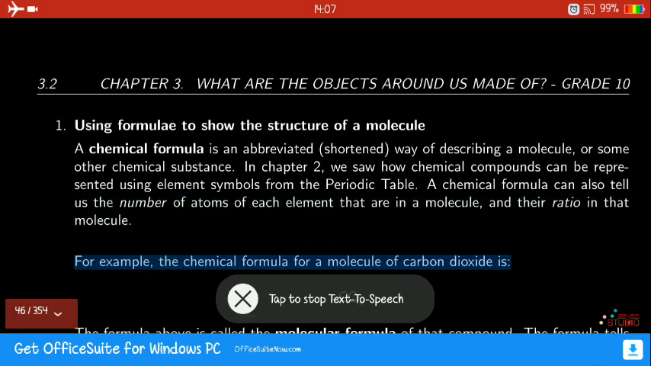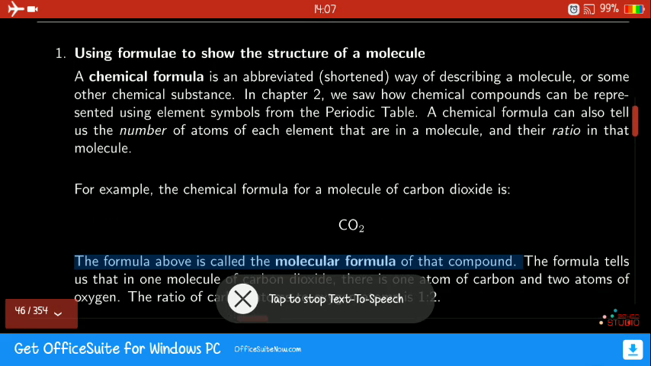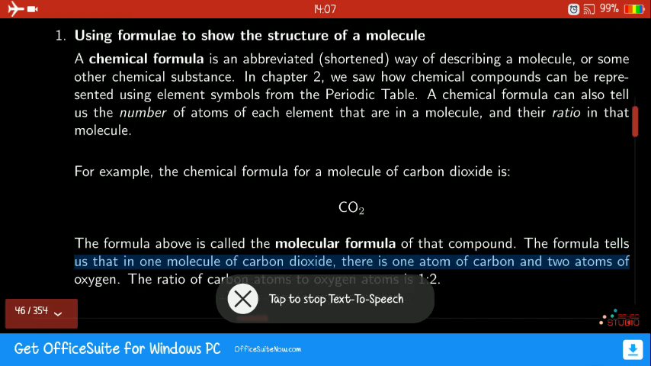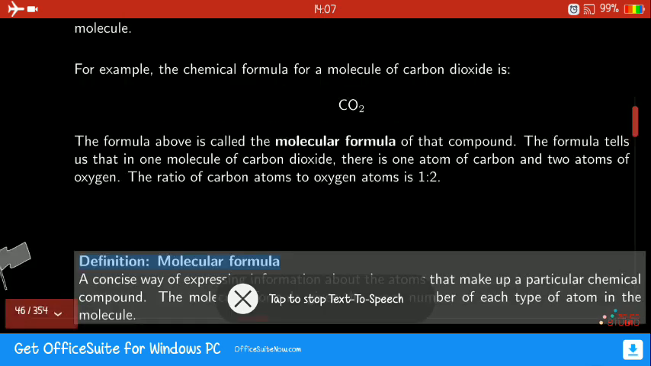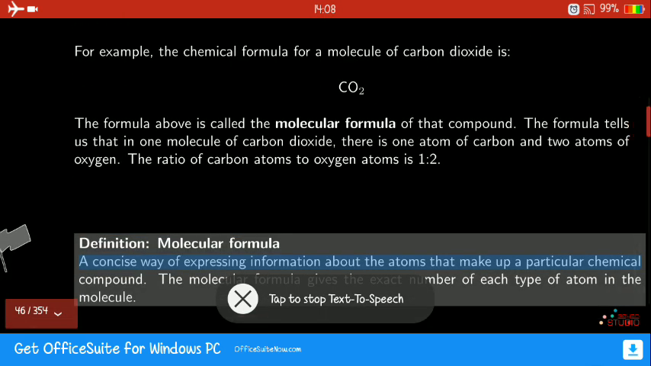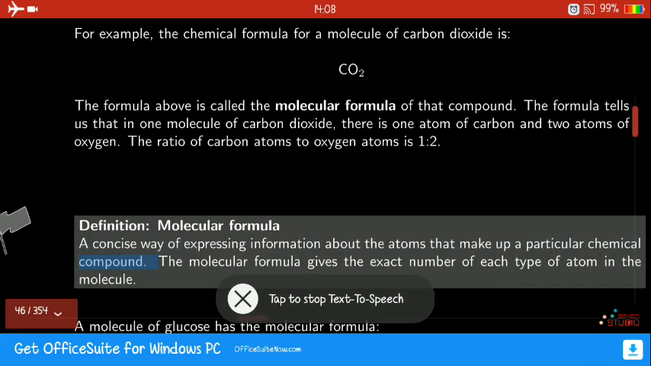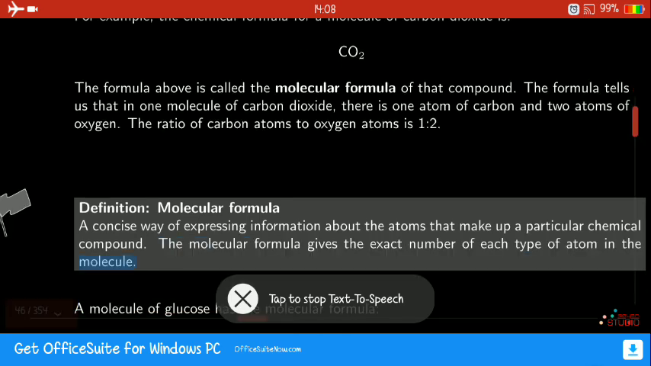For example, the chemical formula for a molecule of carbon dioxide is CO2. The formula above is called the molecular formula of that compound. The formula tells us that in one molecule of carbon dioxide, there is one atom of carbon and two atoms of oxygen. The ratio of carbon atoms to oxygen atoms is 1:2. Definition: molecular formula. A concise way of expressing information about the atoms that make up a particular chemical compound. The molecular formula gives the exact number of each type of atom in the molecule.